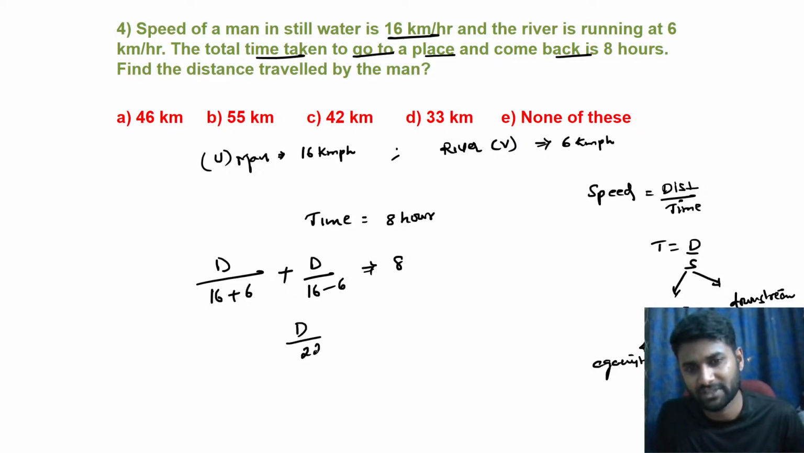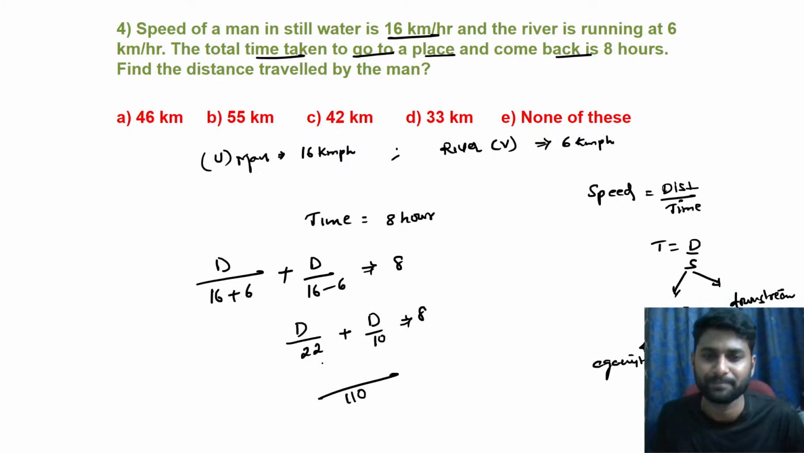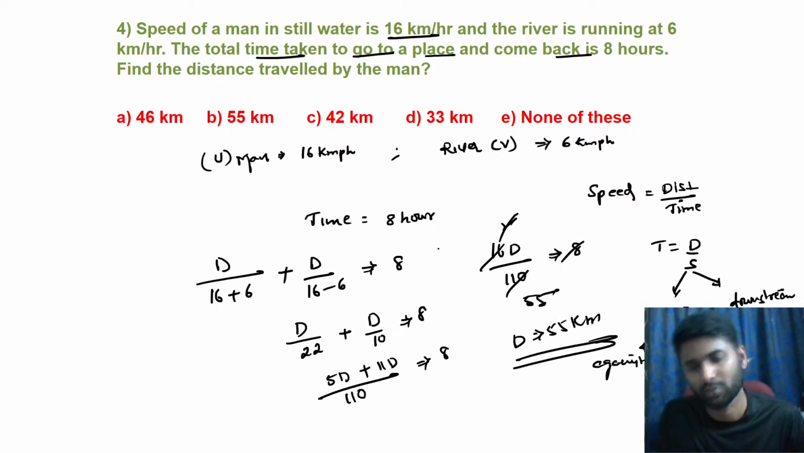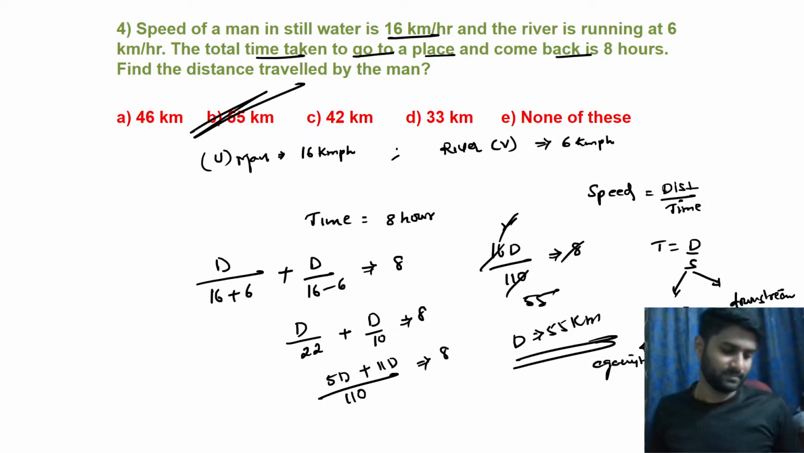So finally, d by 22 plus d by 10 is exactly equal to 8 hours. You already know that the LCM is exactly equal to 110. So it is 5 times d plus 11 times d, and the value is equal to 8. Finally, 16d by 110 is equal to 8. 8 ones are 8, 8 twos are 16, so 55 times. Now, the value of d is exactly equal to 55 kilometers. The distance between the places is exactly equal to 55 kilometers.